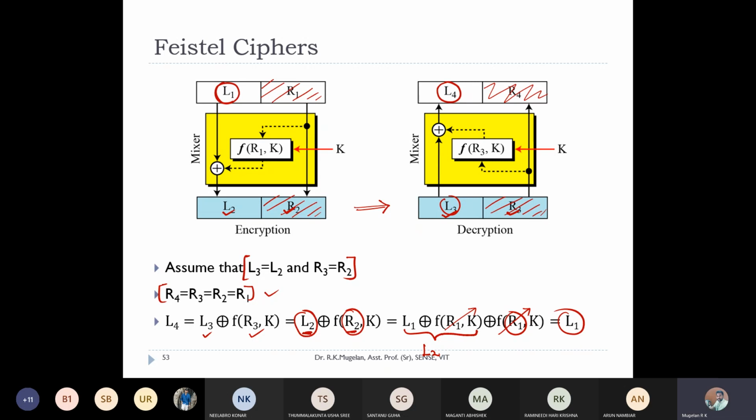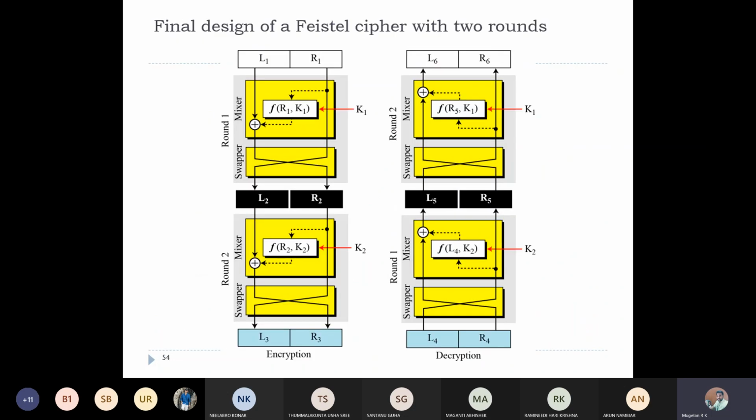Now in this model also there was an issue, that is, the right half of my plain text is going without encryption. So any attacker will at least come to know one half of the message. In order to improve it further, the final design of the Feistel cipher uses multiple rounds. The only thing they did was add this swapper. That's all.